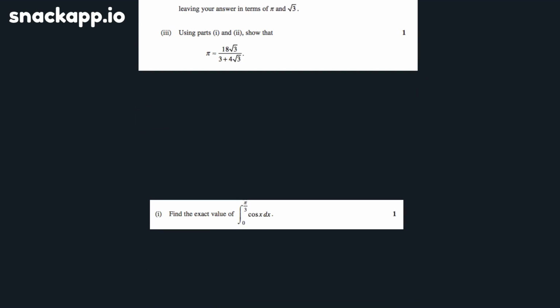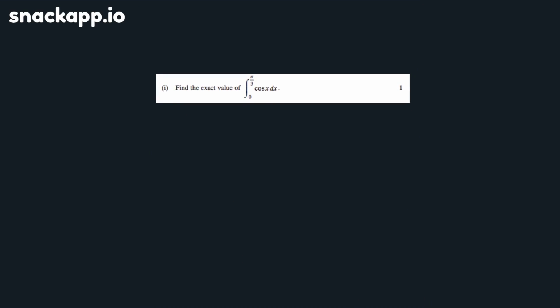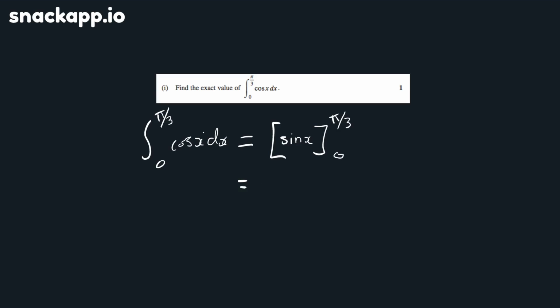Let's do part I. Okay, so we need to find the exact value of this integral. So I'm just going to write the integral out between pi on 3 and 0 of cos x dx. Now, when we integrate cos x, we just get sin x, so that's pretty straightforward. We need to put our limits in, which is pi on 3 to 0.